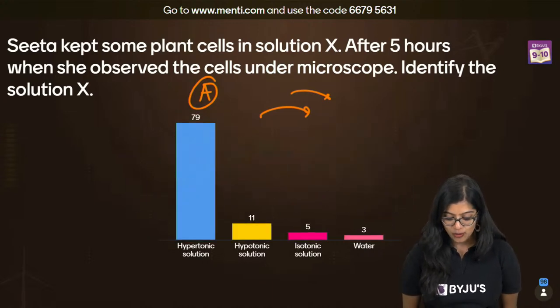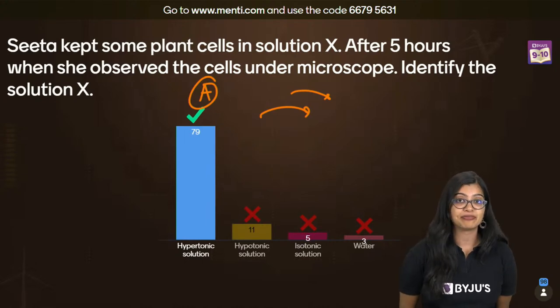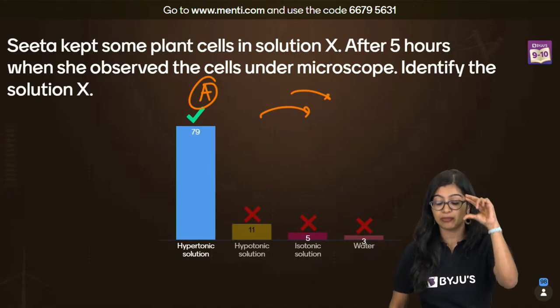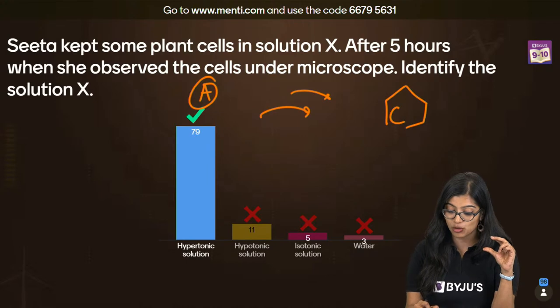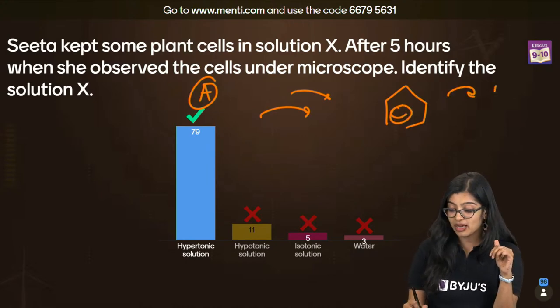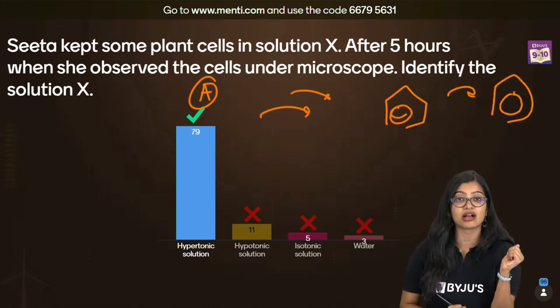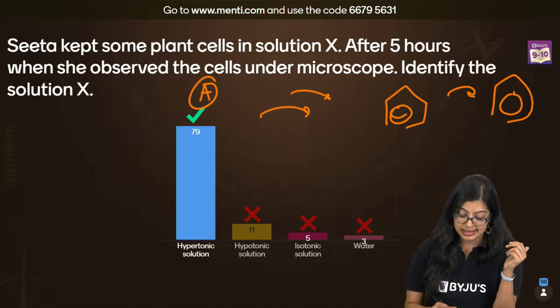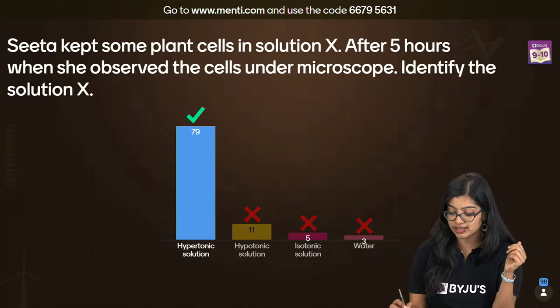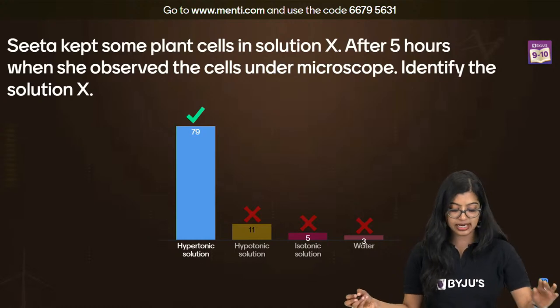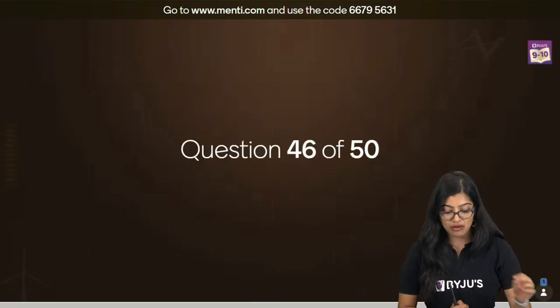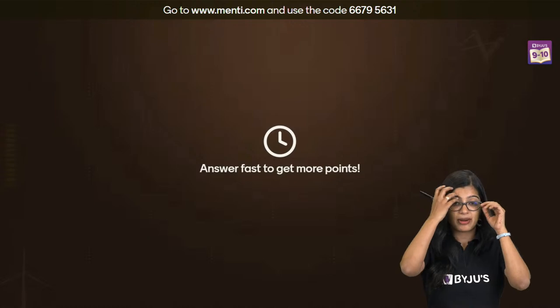Well done, all of you. So in the image, there was a picture where the cells had a good amount of water, and in the other one, the cell had shrunk. Now, when will a cell shrink? A cell will shrink in a hypertonic solution. So the correct answer here is option A. Now let's move on to question number 46, everybody.